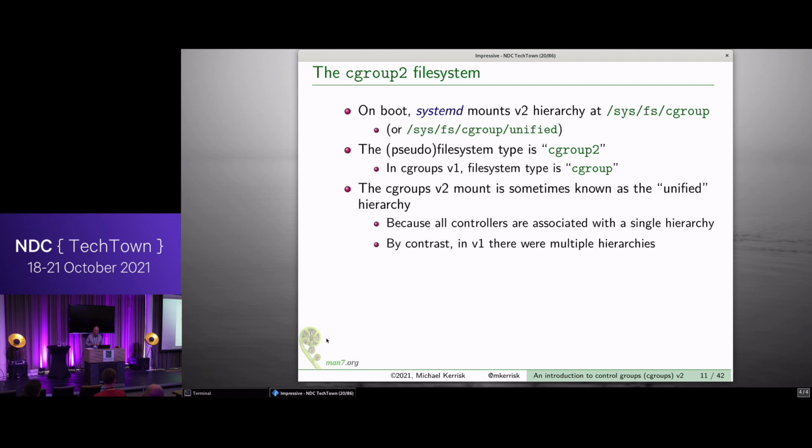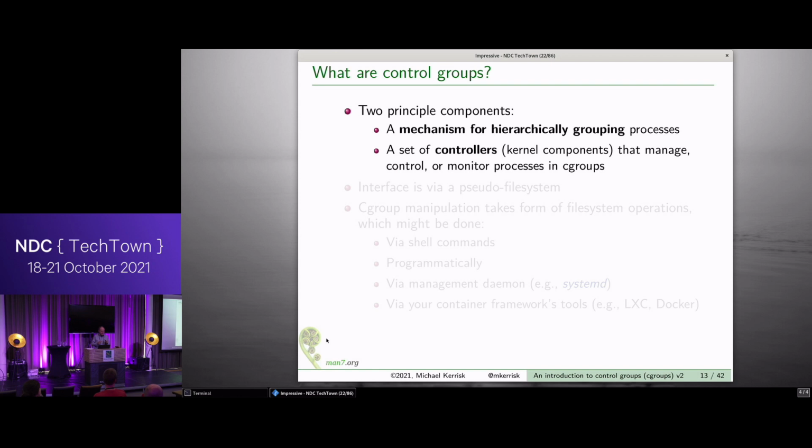So what is this thing? Cgroups is essentially two components: a way of hierarchically grouping processes so that you can have cgroups that have child cgroups, that have child cgroups, and so on. In other words, a tree of cgroups. That's one part of it. And the other thing is controllers. In other words, kernel components that can do resource limitation, resource measurement, some kind of control on groups of processes rather than individual processes. So it's those two pieces.